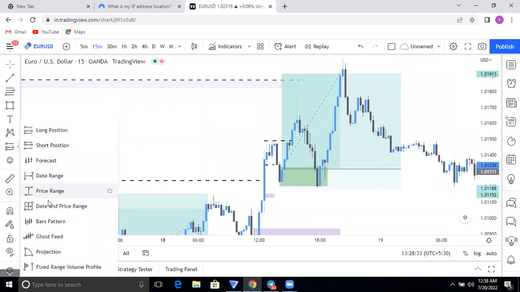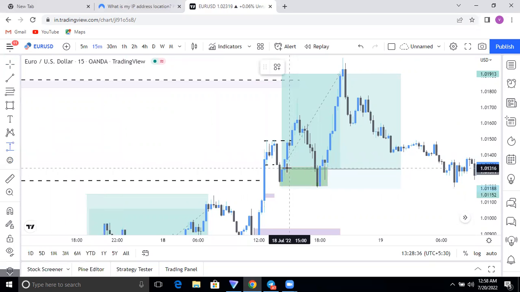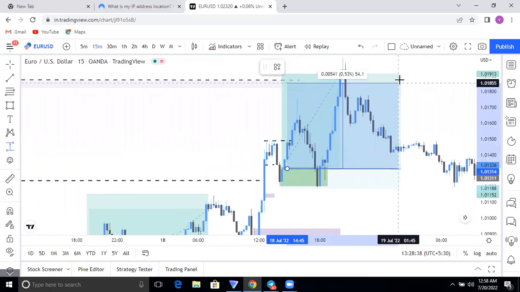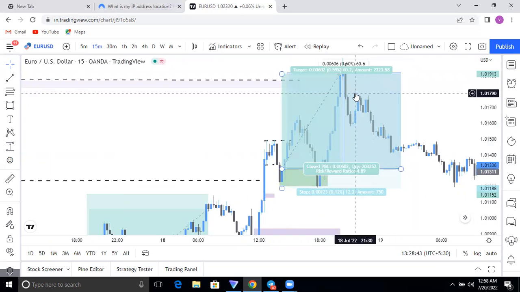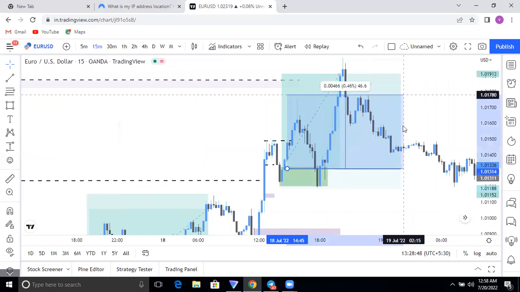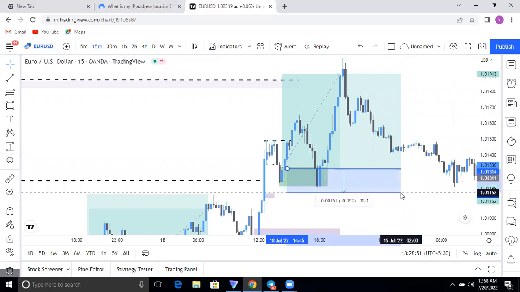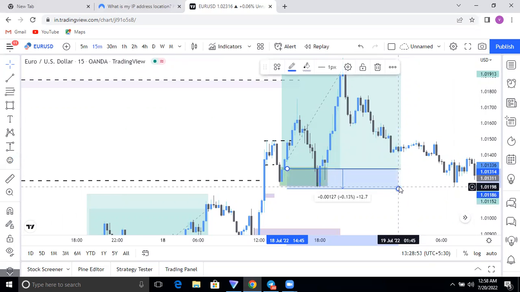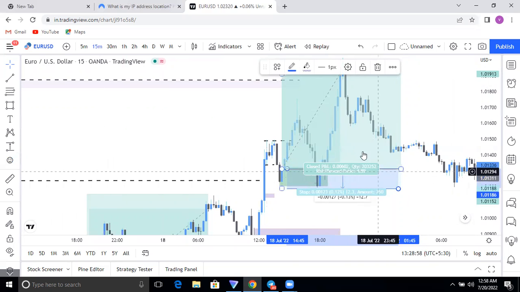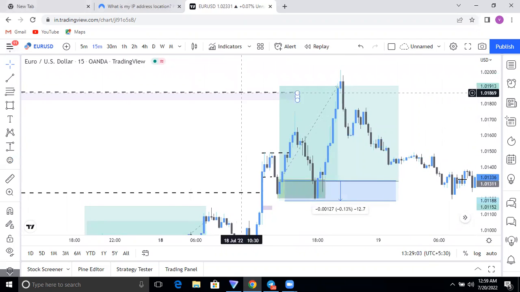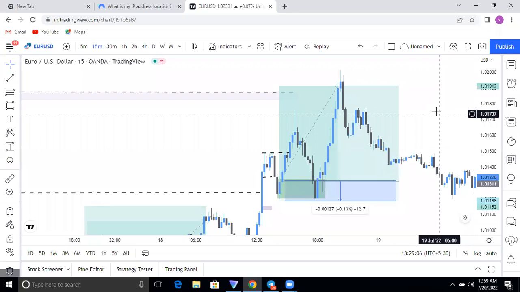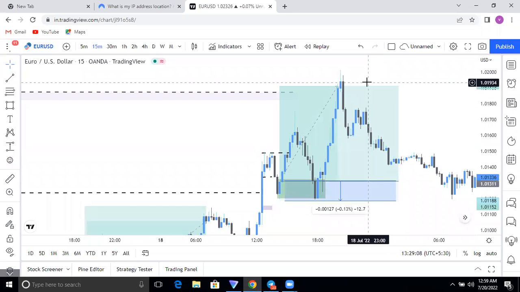Okay, let me use the price range. Yeah, we're talking about 60 pips right here. 60 pips. And that's just amazing because we were risking only around 12 pips. Right, so this is 12 pips to get 60 pips. So that's a very good risk reward, and the price just did amazing, went straight to the TP and continued rally. So that's one of the best trades we had.